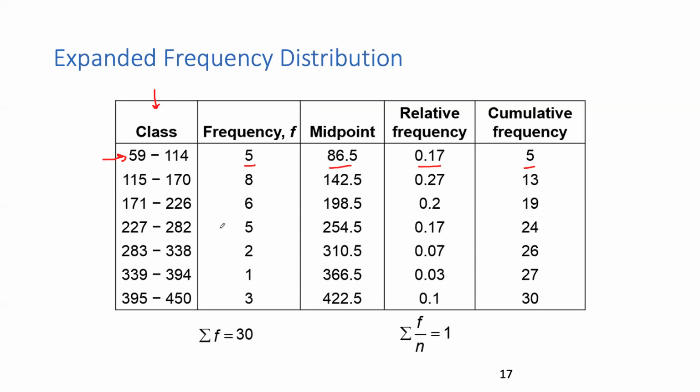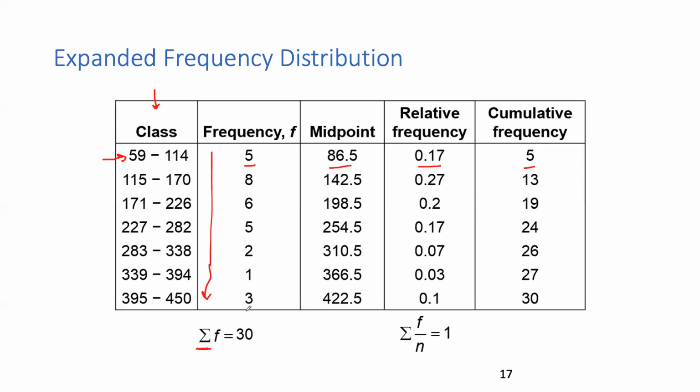There's a couple of things to note here. If I sum the column of the frequency, the Greek symbol here is what we call sigma. Sigma is the Greek notation that we use in mathematics to represent sum. So this says that if I sum all the frequencies together, if I add this column of numbers together, what should they add to?